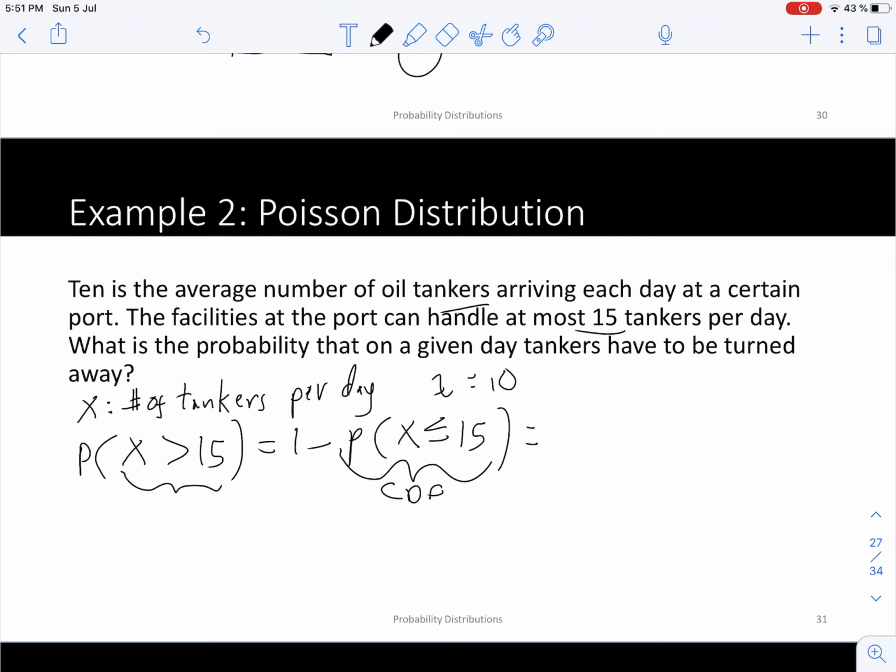Then if we find the values, this is 1 minus 0.8516, which is equivalent to 0.0487.